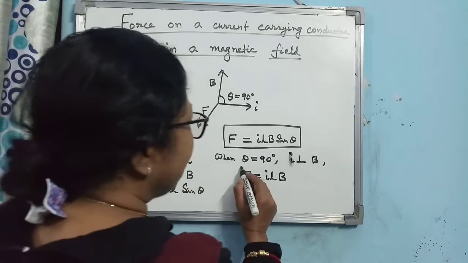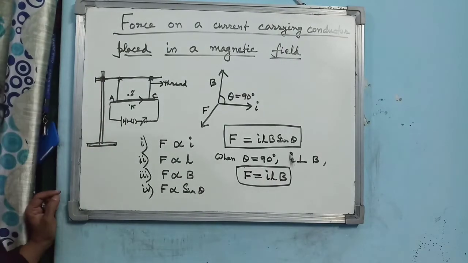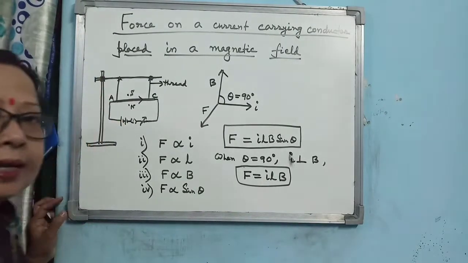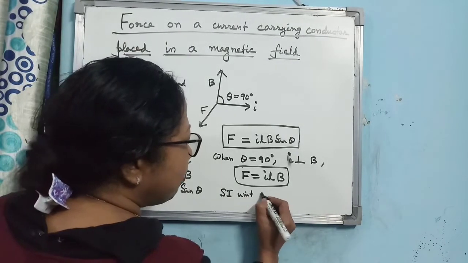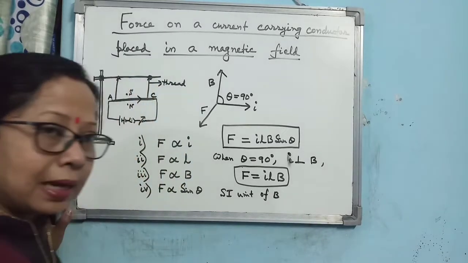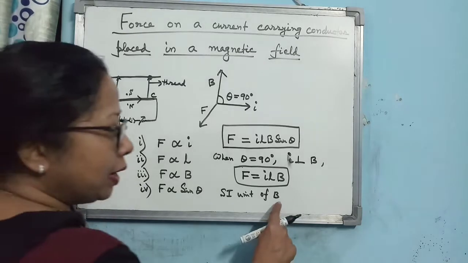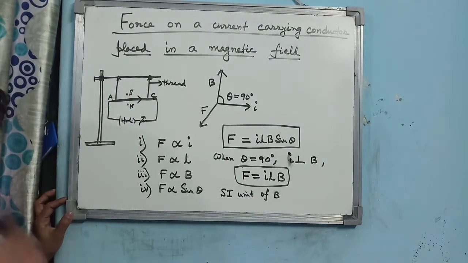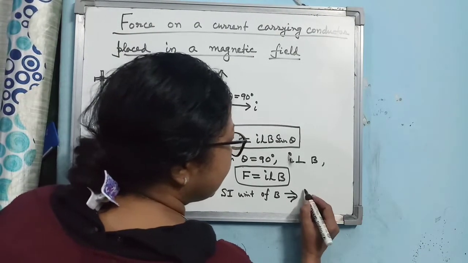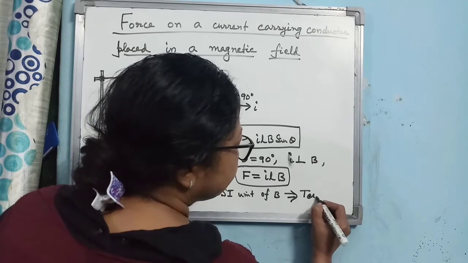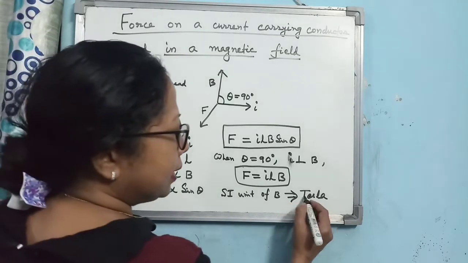Now, this relation is very important, because from this one can define the unit of magnetic field strength. What is the SI unit of B? I am writing B, but I am saying verbally this is magnetic field strength, so you too should remember it. B is the magnetic field strength. The SI unit of magnetic field strength is Tesla.